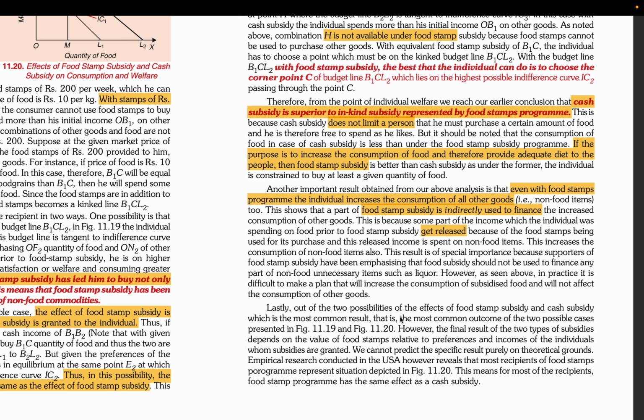Lastly, out of the two possibilities of the effects of food stamp subsidy and cash subsidy, which is the most common result, that is, the most common outcome of the two possible cases presented in 11.19 and 11.20. However, the final result of the two types of subsidies depends on the value of the food stamp relative to the preferences and incomes of the individual whom subsidies are granted. We cannot predict the specific result purely on theoretical grounds. Empirical research conducted in USA, however, reveals that most recipients of food stamp program represent situation depicted in 11.20.